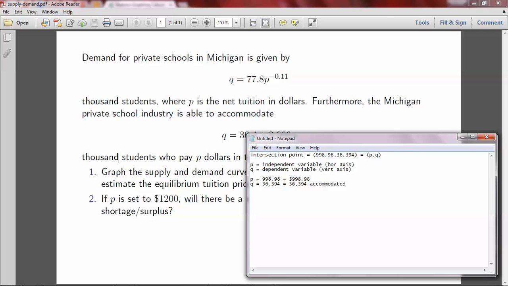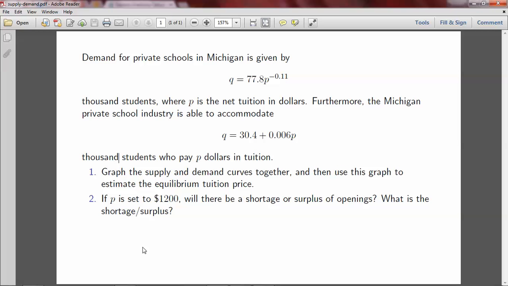at that equilibrium price. Notice we weren't asked to find that value of Q, we weren't asked to interpret it, but it's nice to know that, right? So we have an equilibrium price that's about $1,000. That's the optimal price that should be charged in order to fill all the seats and not have vacancies. And that's sort of as much as the demand will pay, if that makes sense. And that will accommodate 36,394 students.